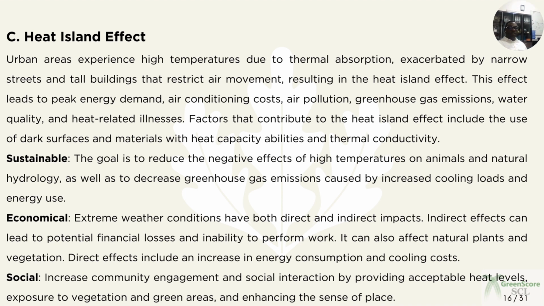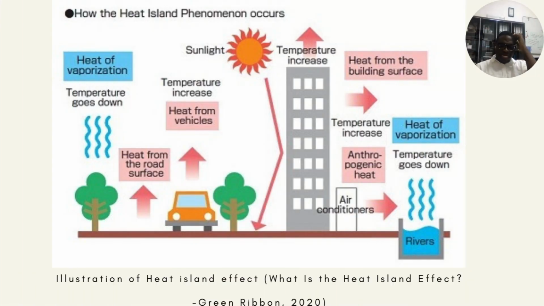Factors that contribute to the heat island effect include the use of dark surfaces and materials with heat capacity abilities and thermal conductivity. The materials used for the road: asphalt, pavement materials, concrete, roof materials, and roofing sheets of dark colors. Now, the benefits of reduction of heat island effect across the three bottom lines are also listed. Now, this illustration gives us an idea of the effect of the heat island.